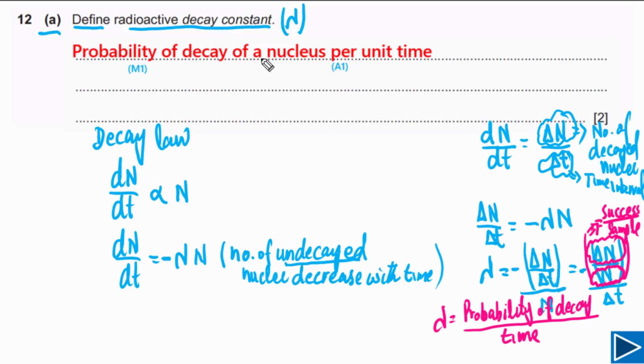I have already written here, so you can see probability of decay. If you write down this one, you get 1 mark, and this is a mark, meaning you must write down this. And the second mark is if you have written per unit time, you will get the second mark. So this question has 2 marks in total, and this is how you need to write down the final answer.